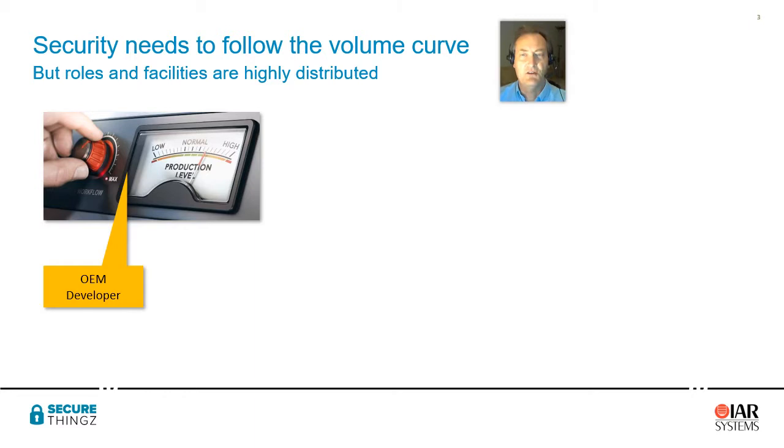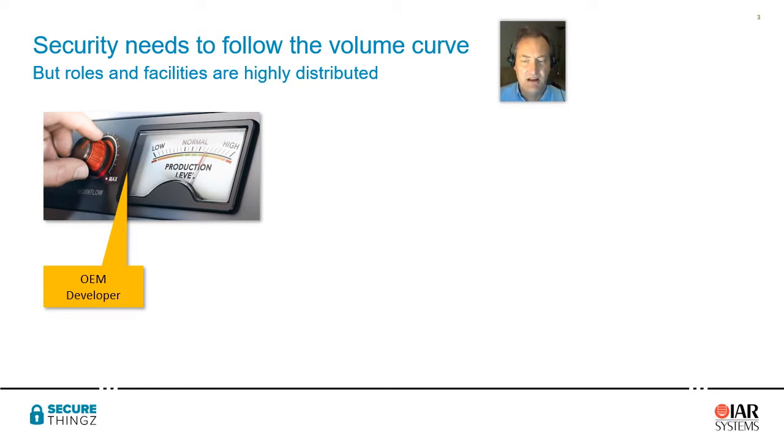So what does this volume curve look like? Because we need our security aspects of the product to follow that volume curve, despite the fact that we might have roles that are distributed and facilities that are geographically located away from the OEM.